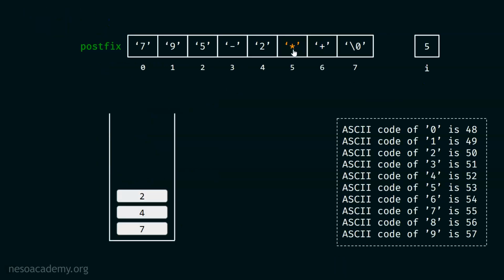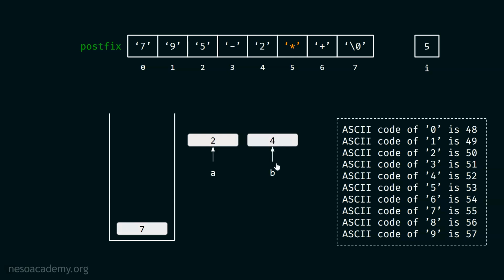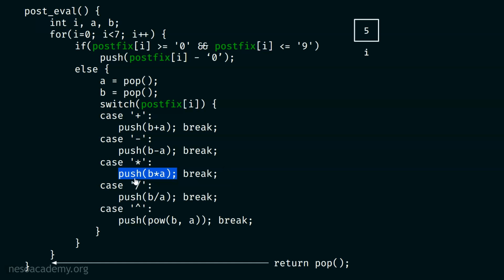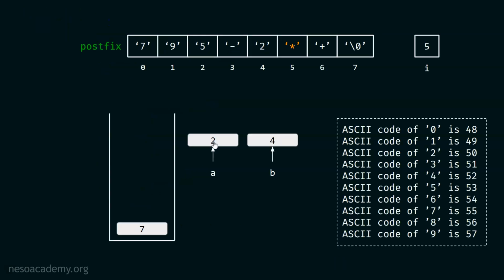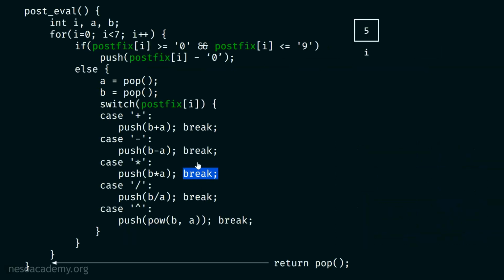Let's again check this condition. This time we have an operator. Therefore, we know that this element will be popped out of the stack and will get stored in variable A. This element will also get popped out of the stack and will be stored inside variable B. Now we know that we have to multiply these two operands, that is 4 and 2. As you can see over here, we have to push B into A onto the stack. What do we mean by B into A? B into A means 4 into 2, which means that we will push 8 onto the stack, right? Now the next step is to simply break out of this case.